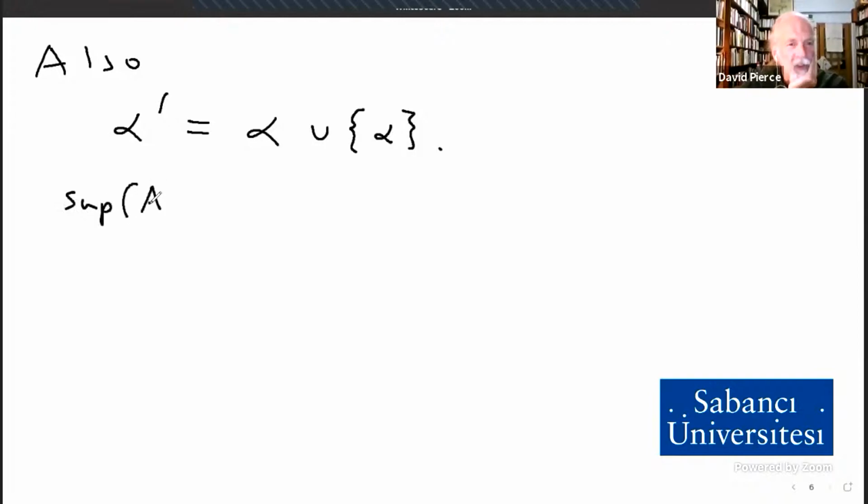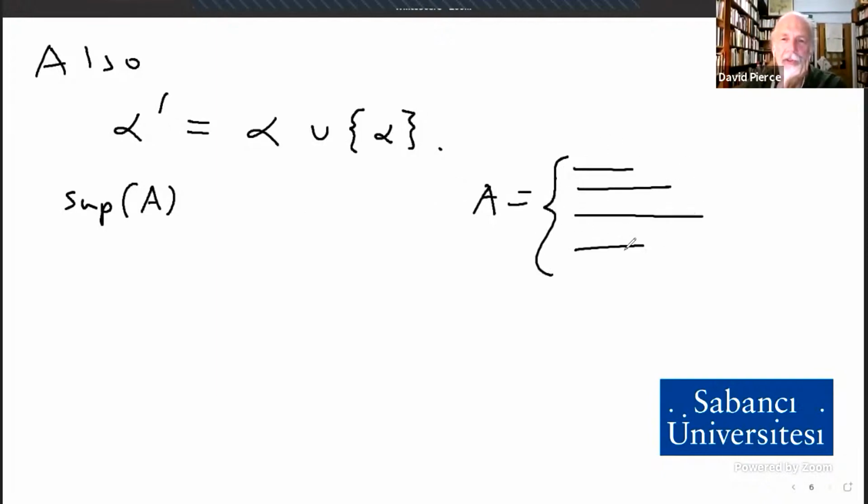If A is a set of ordinals, then the supremum, well, just think, A contains a bunch of ordinals. You can think they're just 0, 1, 2. They go a certain distance. The supremum should contain everything that's in one of these.